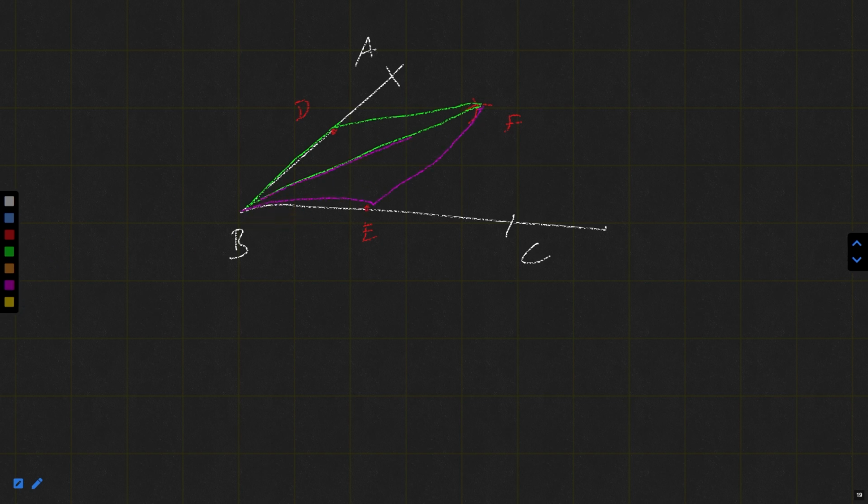that the angle made by the sides BD and BF, that is angle DBF, is equal to the angle made by the side BF and BE, which is angle EBF.